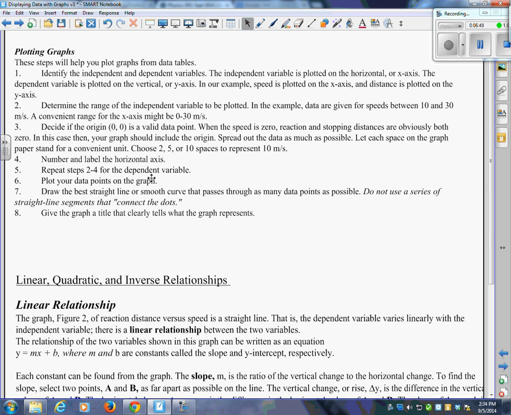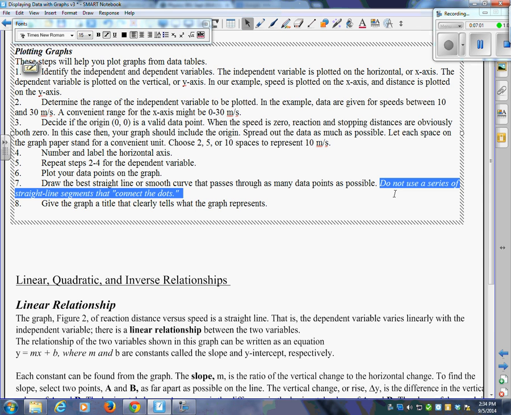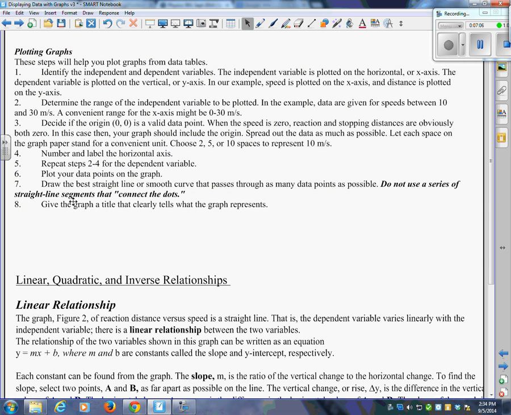Repeat steps 2 to 4 for the dependent variable. Plot your data points on the graph. Draw the best straight line or smooth curve that passes through as many data points as possible. This is in italics, and I'm going to put it in bold. That's how important it is. Do not use a series of straight line segments that connect the dots. I'm even going to highlight it and underline it and all that stuff. Do not use straight line segments that connect the dots.